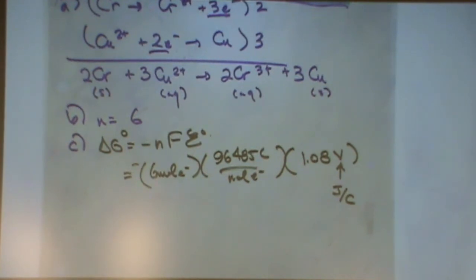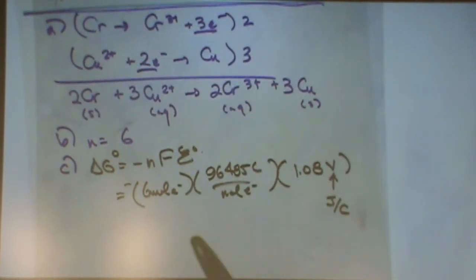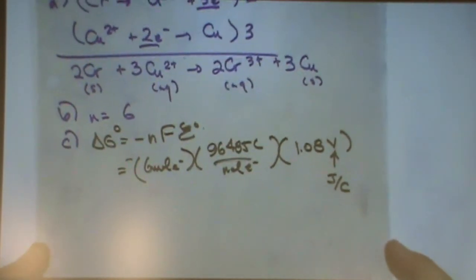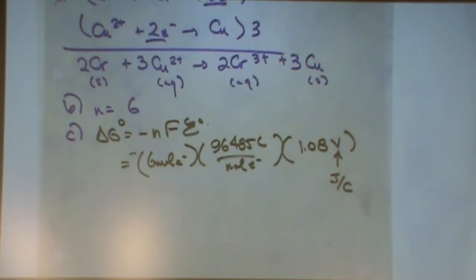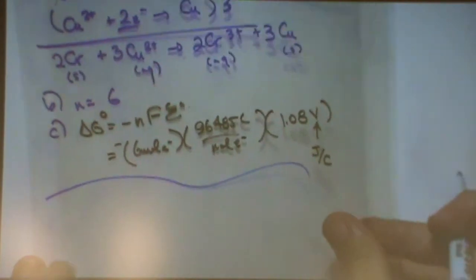Is this cell spontaneous? Yes or no? Yes, because E is positive. So it happens under standard state, so you just look at the E standard. If it was not a standard state, you look at the E without the standard. Okay, let's talk about the Nernst equation now. This was not part of this question as I wrote it, but let's talk about Nernst for a moment. Let me move this out of the way.